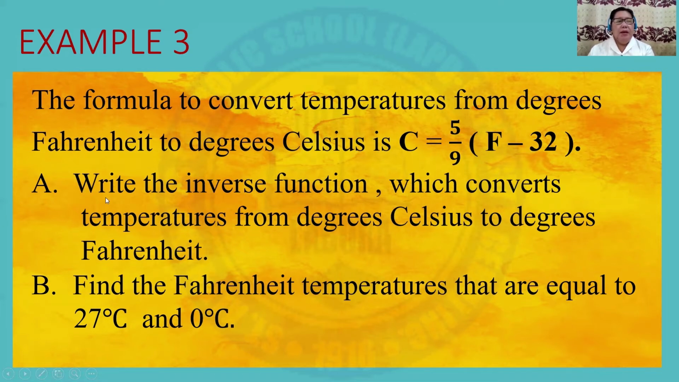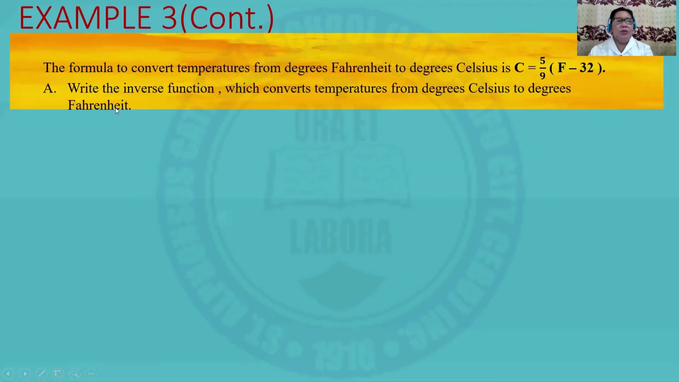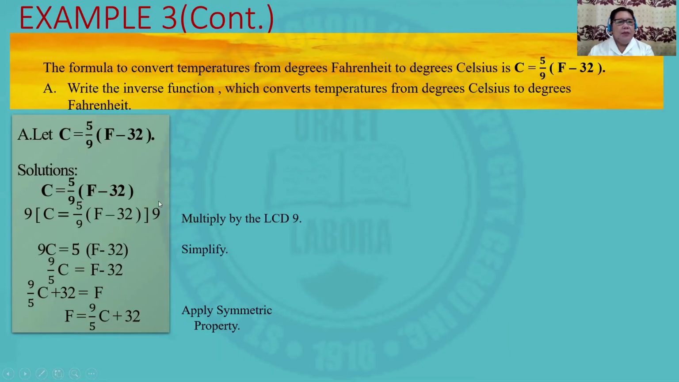Letter A, write the inverse function which converts temperatures from degrees Celsius to degrees Fahrenheit, and find the Fahrenheit temperatures that are equal to 27 degrees Celsius and 0 degrees Celsius. Let us have the solutions for letter A. So, copy the given formula.